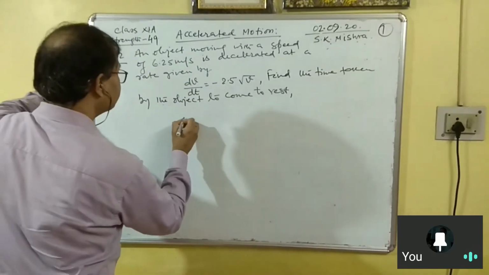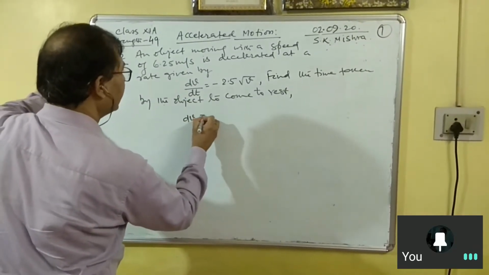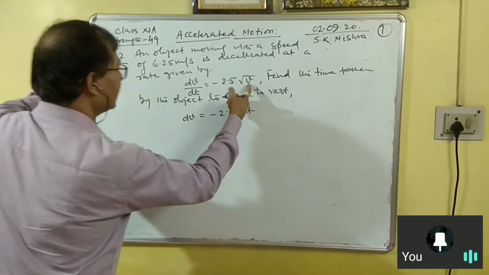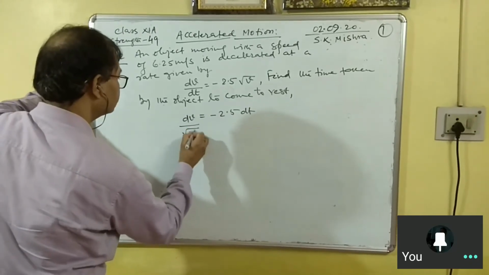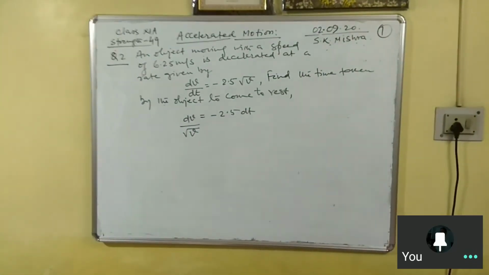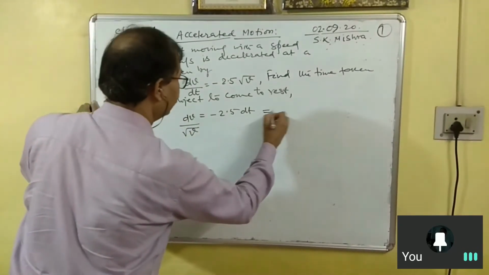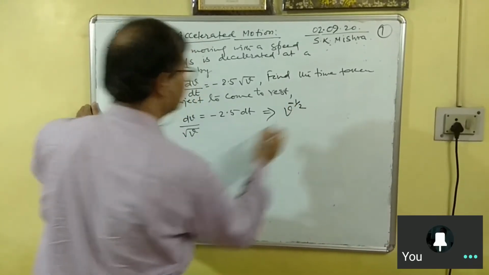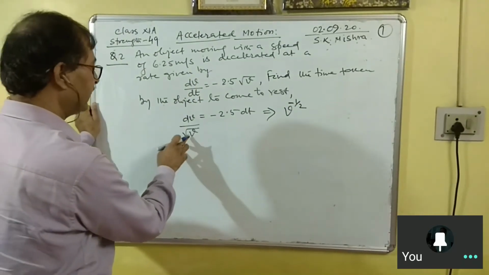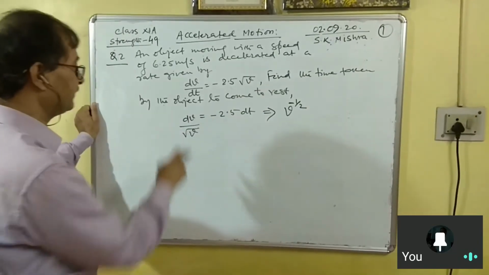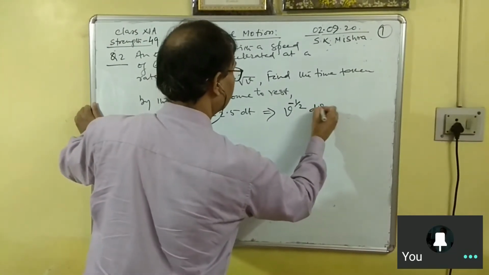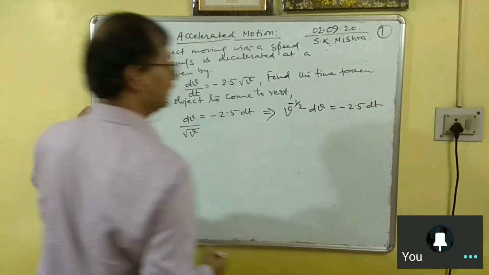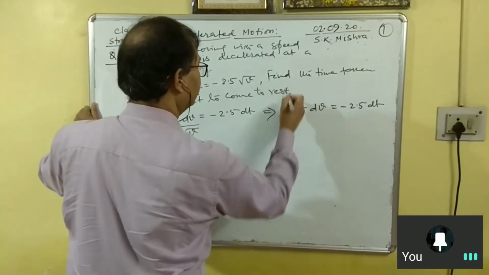Okay, this dv, should I write minus 2.5 dt and then under root v should be taken here. No problem. So can I write this one: under root v means v raised to half. Because here it is v raised to half, if you bring it in the numerator it will be v raised to minus half dv, and this side it is minus 2.5 into dt.